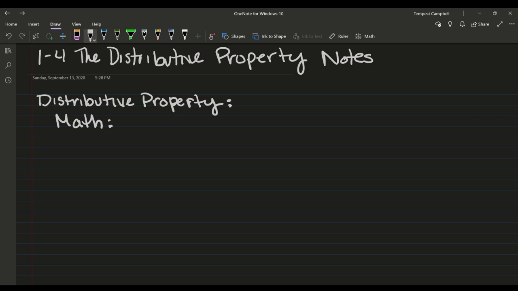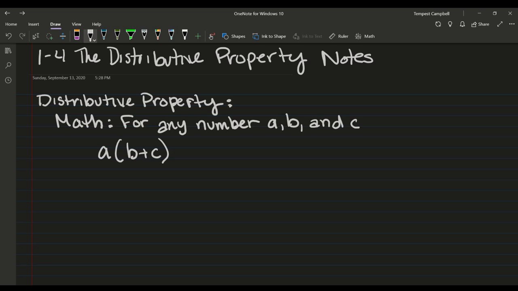So our math definition is going to be, for any numbers A, B, and C, we have the following. So we have A times the quantity B plus C, and that's going to equal, and we're going to distribute across, so that's AB plus AC. Because we have multiplication in between there, we can just say AB plus AC.